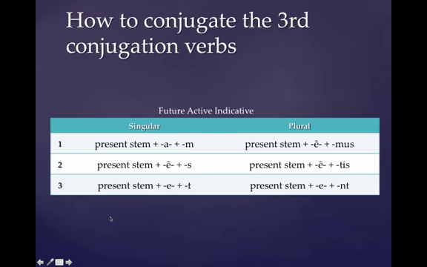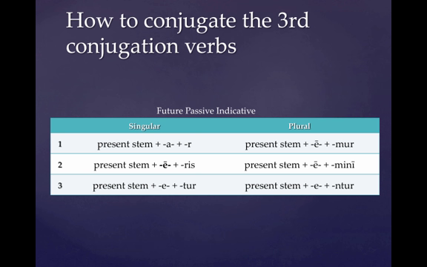Now, for the future active, you're going to get your present stem. For the first person singular only, you add an A instead of an E, and then you add the personal ending M, okay? And then for the rest of the persons and numbers, second and third singular, first, second, and third plural, you get the present stem, you add an E, and then you add those personal endings. So that's how you change that I present vowel to an E future vowel, and then that tells you that you're in the future.